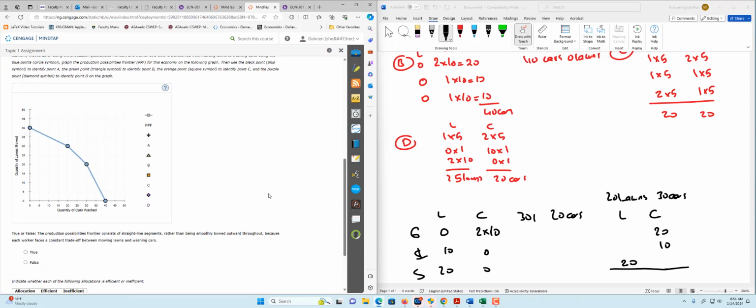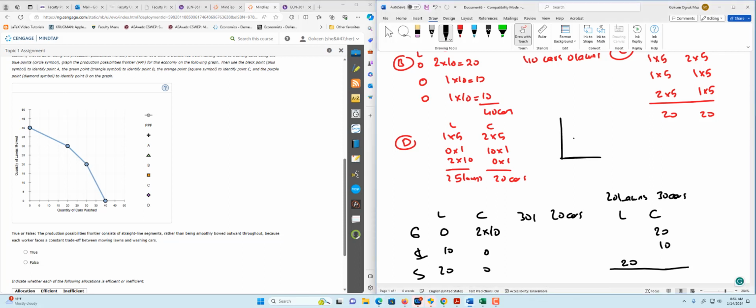Let's look at the next question. The production possibilities frontier consists of straight line segments rather than being smoothly bowed out, which is correct, right? Look at how the production possibility frontier looks. We have a straight line here, here, and here. If it's bowed out, it's going to be like this. So why is that the case? Why do we have a bowed shape? If the slope changes, that means opportunity cost changes, and then you have a bowed shape. But if you have a constant opportunity cost for 3 people in this economy, then we have a constant trade-off. Therefore, we have straight line segments for the PPF. So this is a true statement.